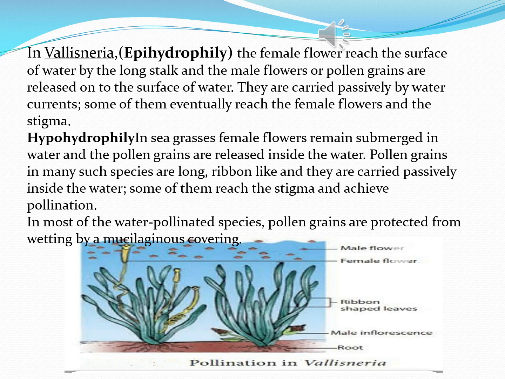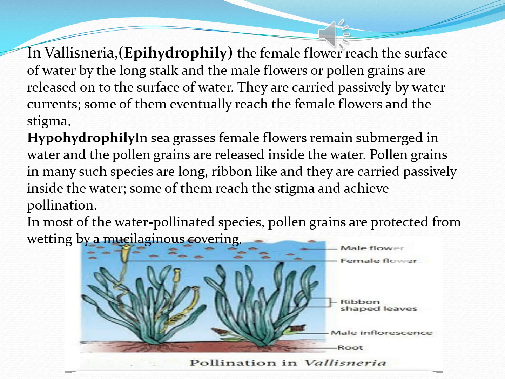In the last slide we discussed hydrophily. We know that hydrophily is a type of cross pollination where the transfer of pollen grains to the stigma by the help of water is called hydrophily. In this slide we are going to discuss the hydrophily process by taking two plant examples: one is Vallisneria and the other is sea grasses. Vallisneria shows epihydrophily. Now what is the meaning of epihydrophily?